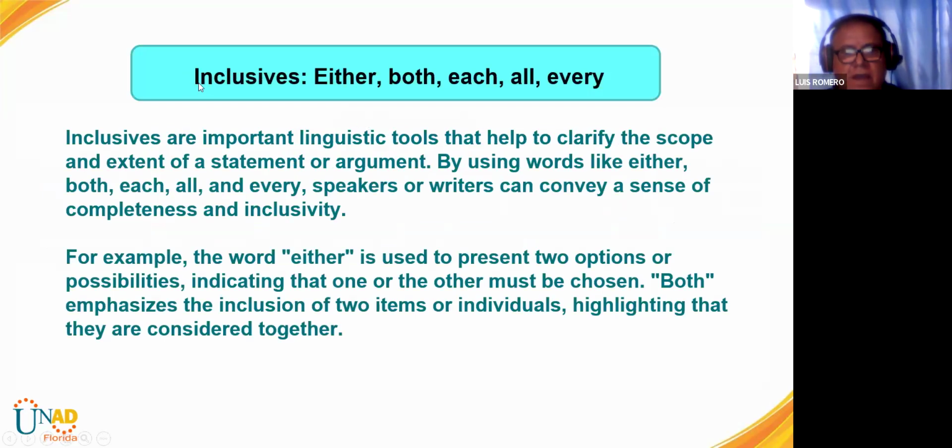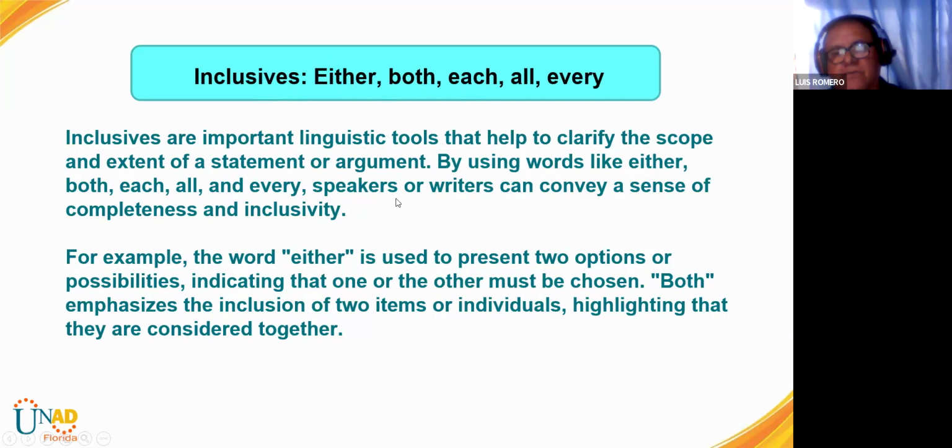The first group that we have are the inclusives. The inclusives, generally speaking, are either, both, each, all, every, because they include something. Here you have a small definition of what inclusives are. Inclusives are important linguistic tools that help to clarify the scope and extent of a statement or argument. And as you can see here, you have the same words I presented you here: either, both, each, all, and every. They correspond to inclusive.